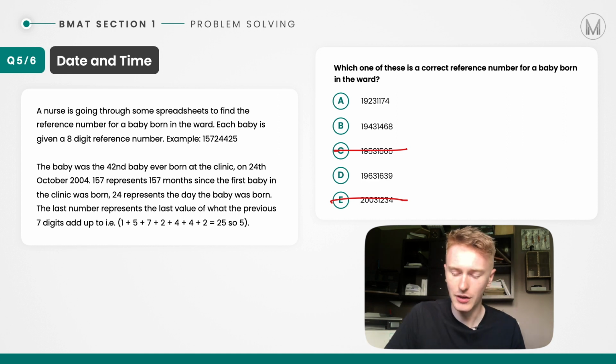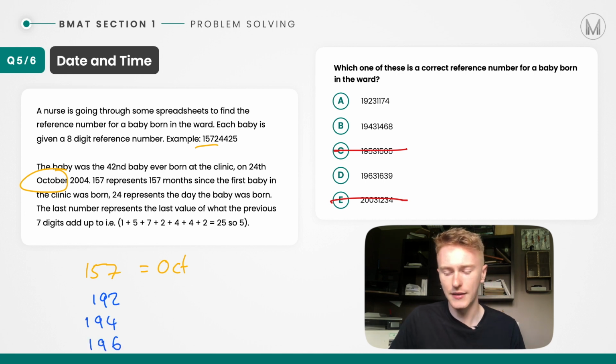Well, if we look back at the question, we can see that actually 157 corresponds to October. So if 157 is equal to October, we can then work out what these particular months are in the answer options. So we're given 3 answer options, 192, 194, and 196 for answers A, B, and D respectively. To work out what month they are, we can look at the difference between this 157 and each answer option in turn. So the difference between answer option A and 157 is 35.